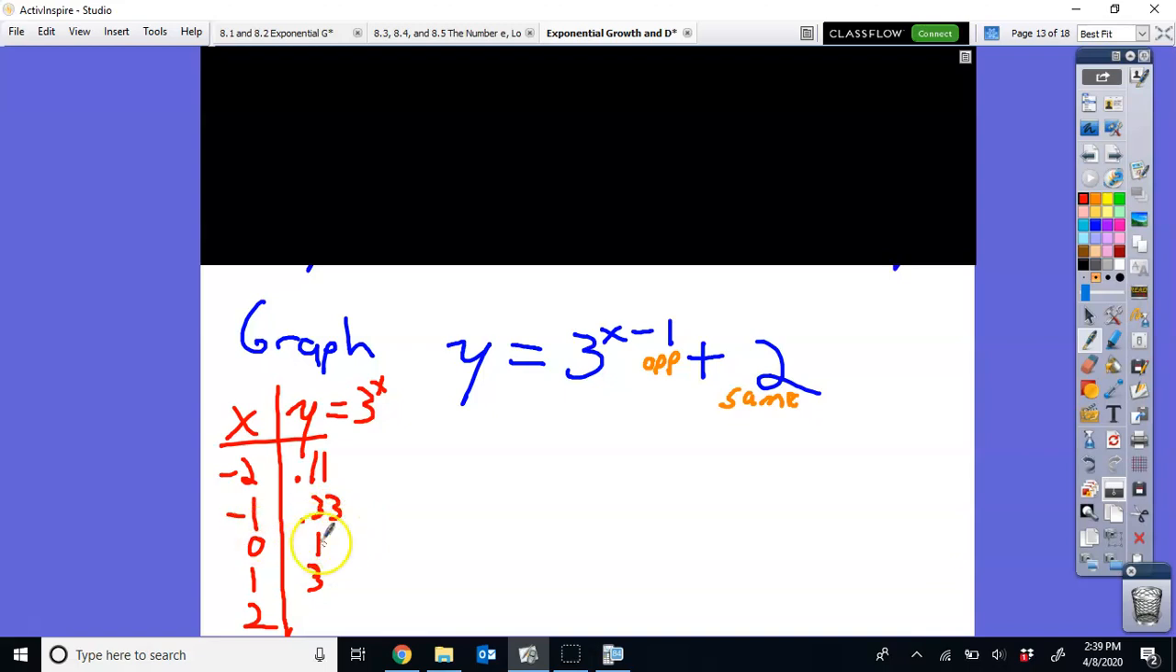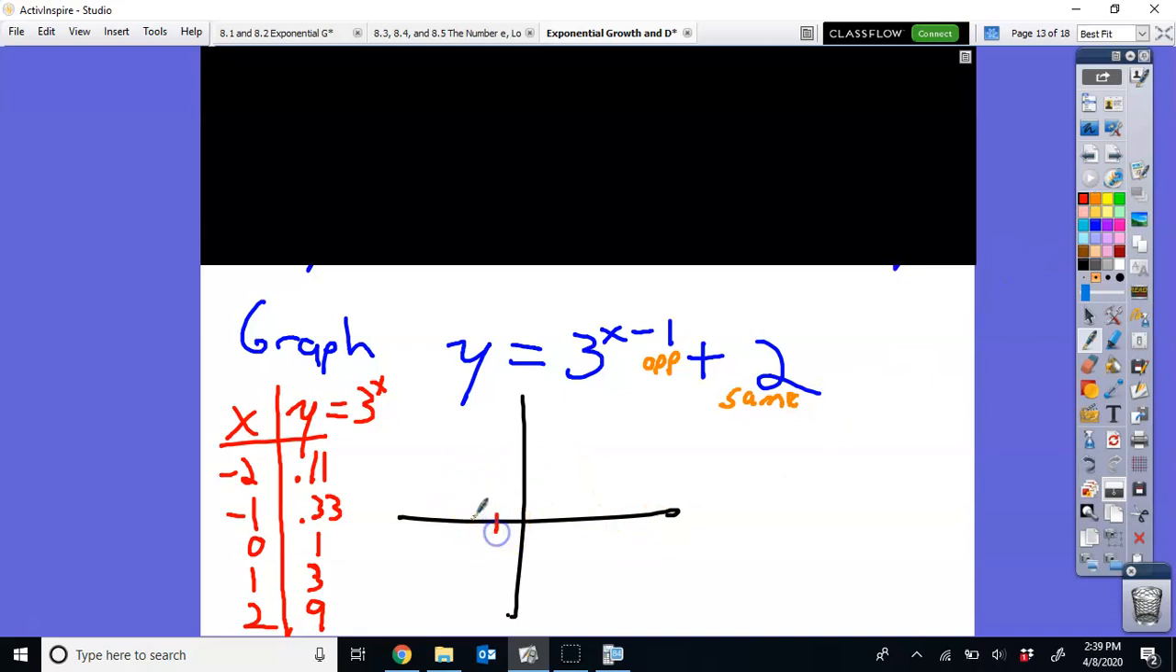Remember our y-intercept right here, 0, 1, is because there's nothing out in front of the 3. There's no base number in front of the base 3. Then 3 squared would be 9. So now if I graph those points right there, those points right there would be this graph, the 3 to the x. So I'm just going to kind of sketch where that would be.